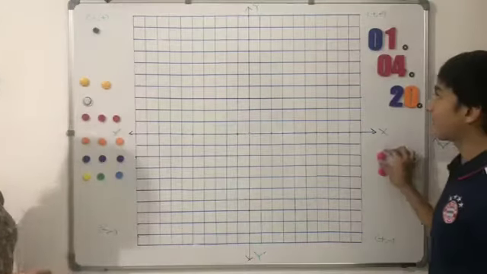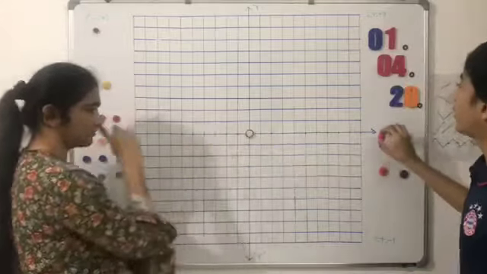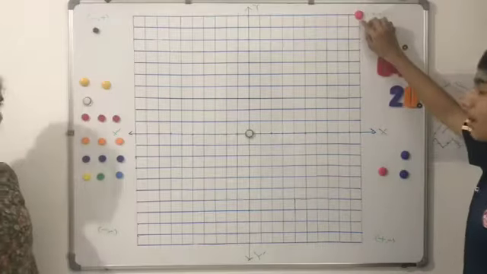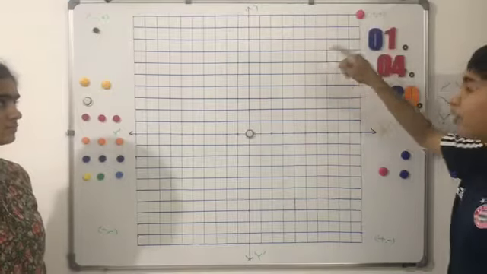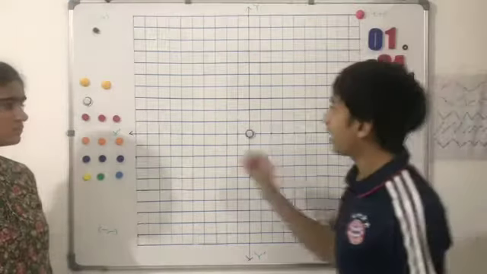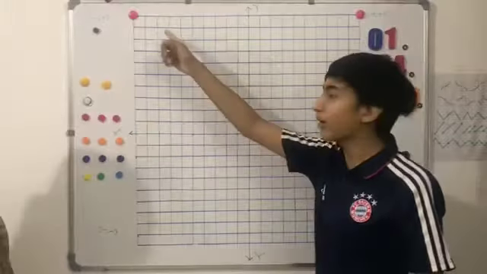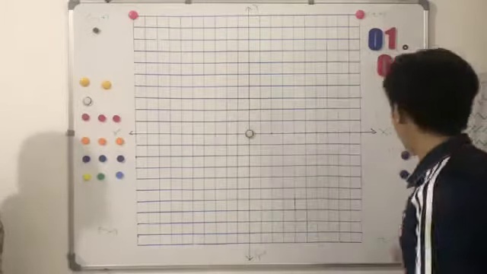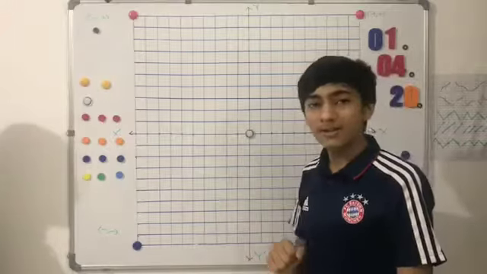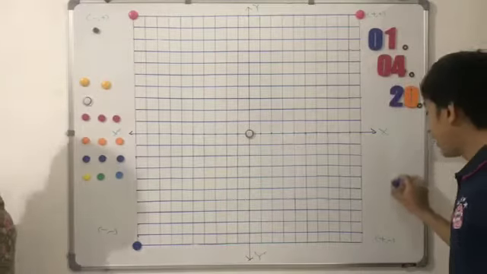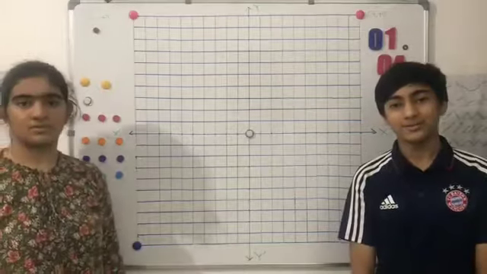So basically, the intersection of both axes is the origin. This point that I am marking is (10, 10), located in the first quadrant. Again, this point is (-10, 10), in the second quadrant. This point is (-10, -10), located in the third quadrant. And this point is (10, -10), located in the fourth quadrant.